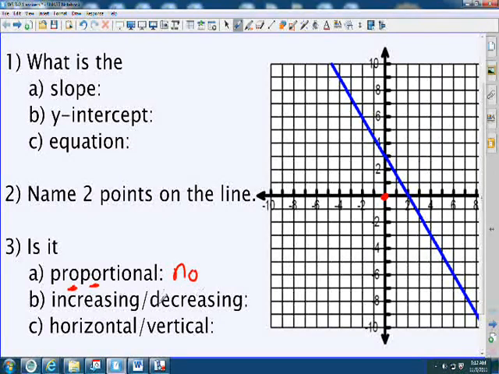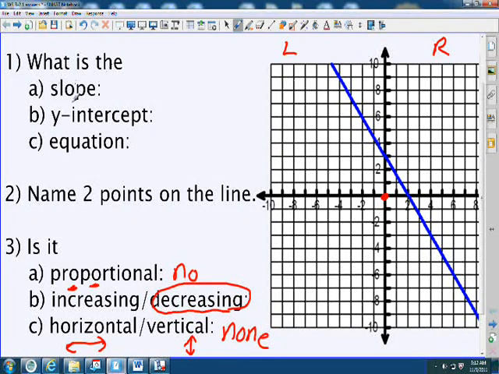Now, is this line increasing or decreasing? Remember, look from left to right. The line is going down, so that means it is decreasing. Now the next one kind of makes people confused because horizontal means it's completely flat going like this, and vertical means it's going straight up and down. Is it horizontal? No. Is it vertical? No, it is not. It's none of them.